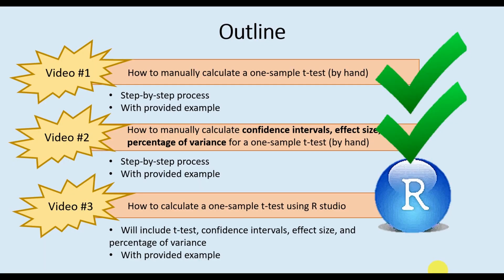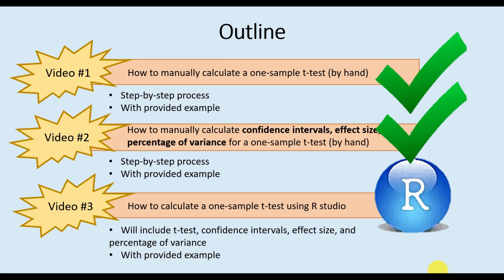So to quickly recap what we've already covered, in video 1 we did a manual calculation for a one-sample t-test completely by hand using a step-by-step process and provided example. In video 2 we continued from video 1, but this time adding some additional features that you most likely would like to include with your one-sample t-test, which included confidence intervals, effect size, and percentage variance. We used the same provided example, just added some more features.